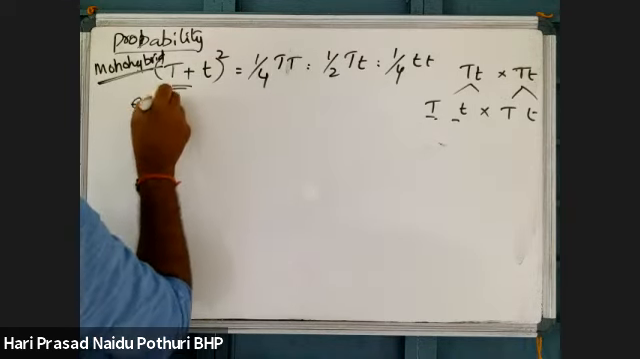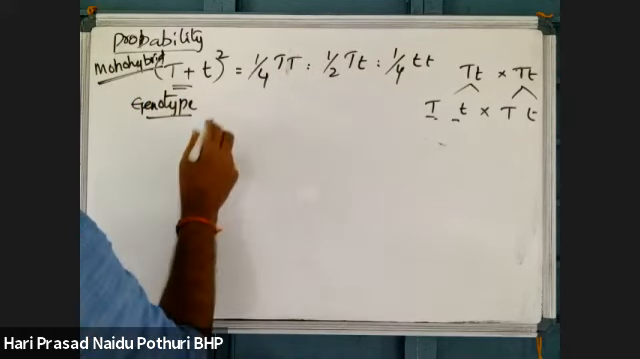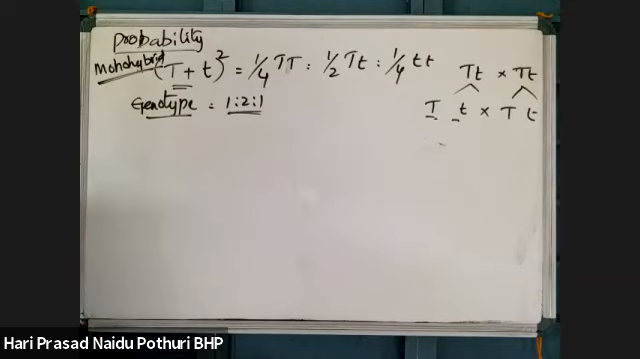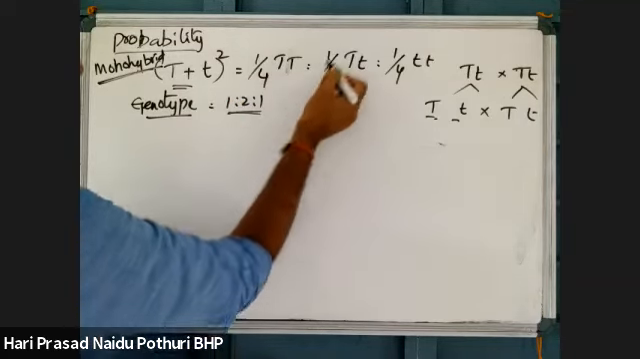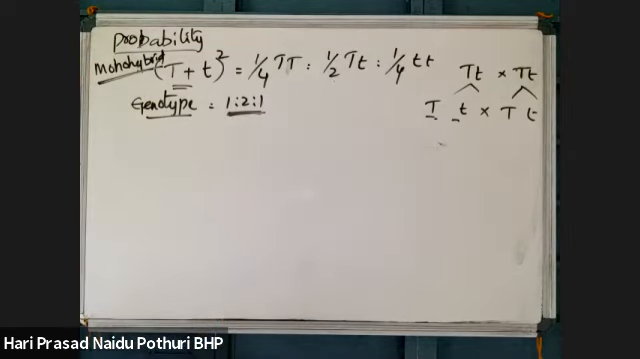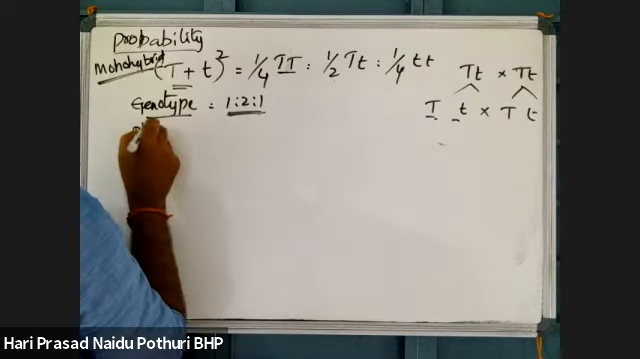What is this genotype? Genotype is 1:2:1. Among a total 4, 1 by 4, 1 by 2, 1 by 4. So the ratio is 1:2:1. That is that one. Okay. And that random fertilization is according to the phenotype ratio.